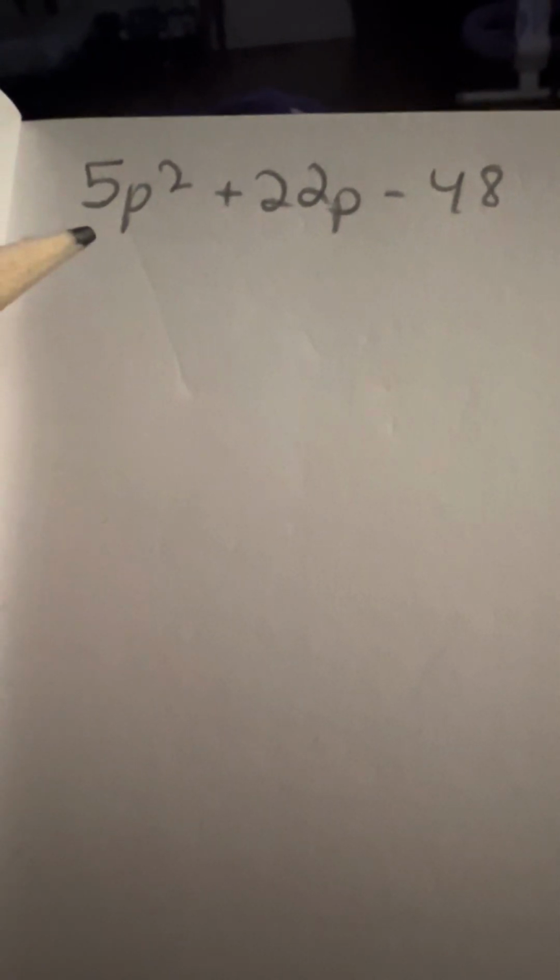So what I am going to do is take the 5, the first term, and multiply it times that last term, negative 48. 5 times negative 48 is going to be negative 240. Now I want to think about factor sets of negative 240 that will add up to get me that middle term, which is a positive 22.